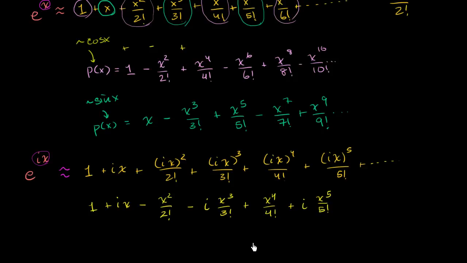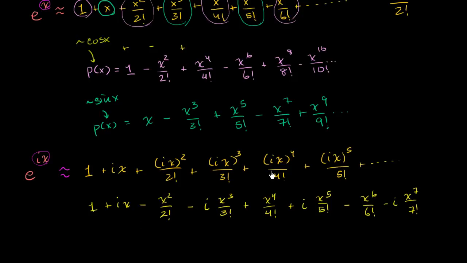And I think you might see a pattern here. The coefficient is 1, then i, then -1, then -i, then 1, then i, then -1, x to the sixth over 6 factorial, and then -i, x to the seventh over 7 factorial. So we have some terms. Some of them are imaginary. They're being multiplied by i. Some of them are real.